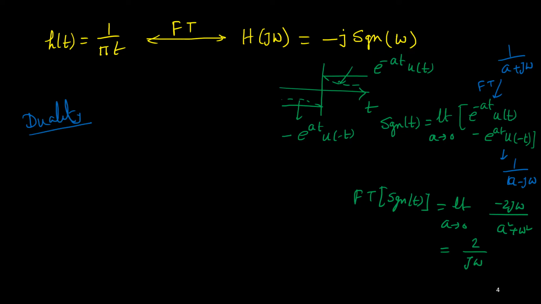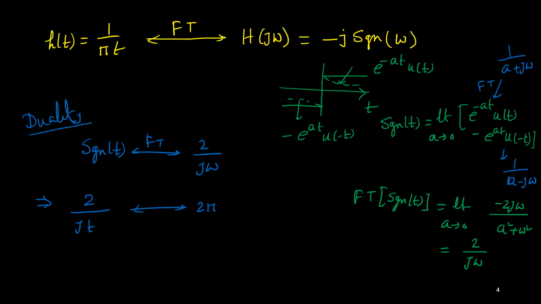So you see, first of all, if this is the signal signum t, its Fourier transform is 2 upon j omega. So using duality, this is the shape in time domain, so omega is replaced by t. Then its Fourier transform will be 2 pi times x of minus omega.